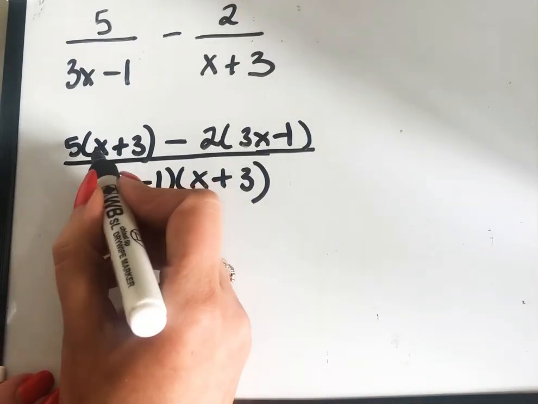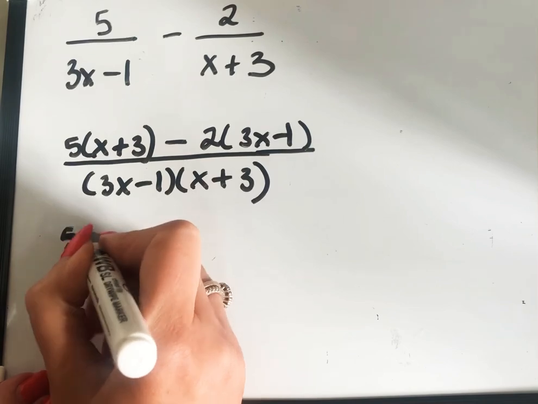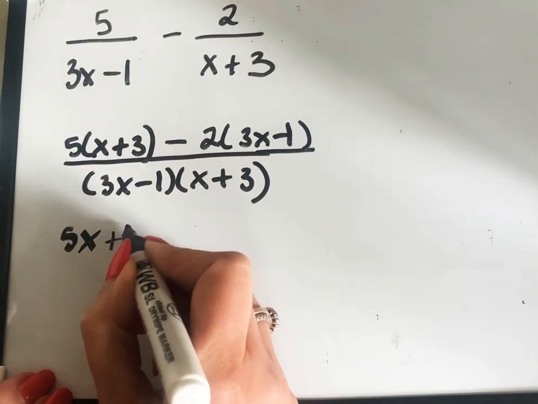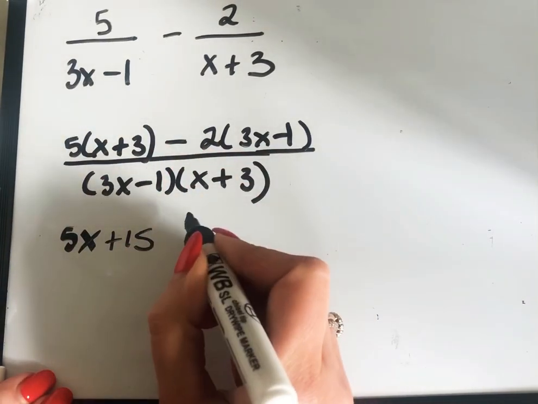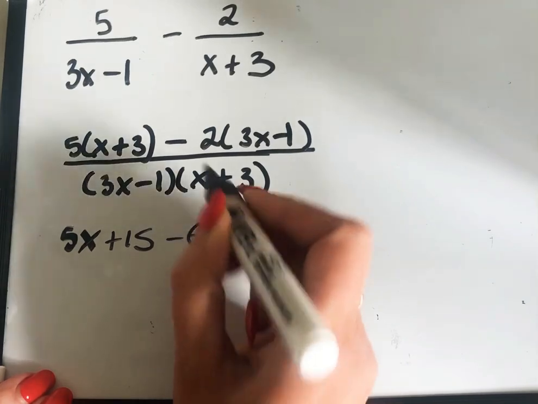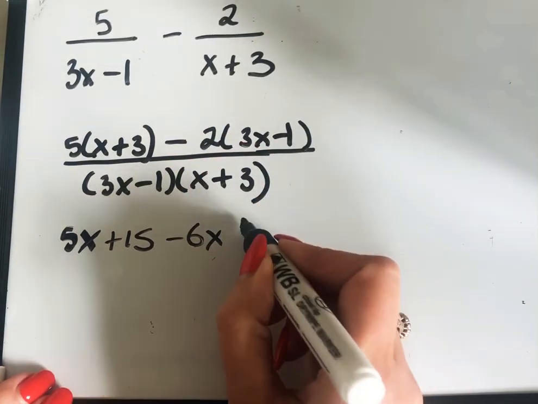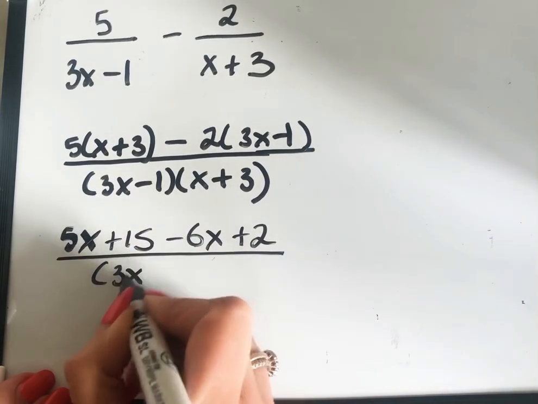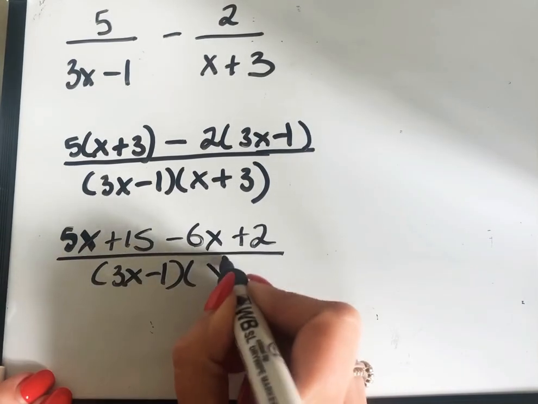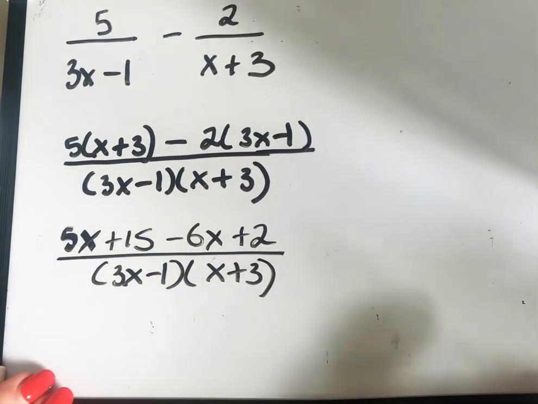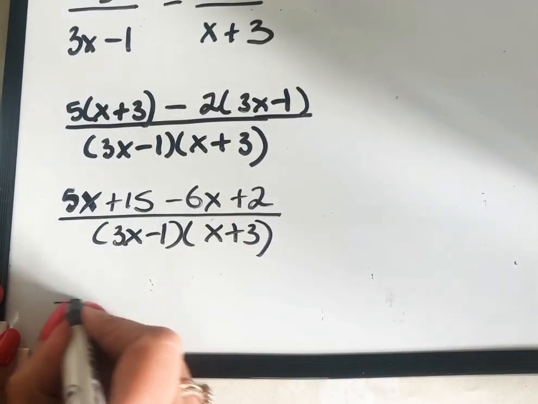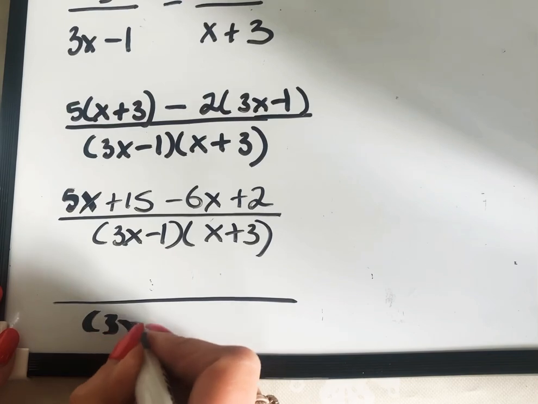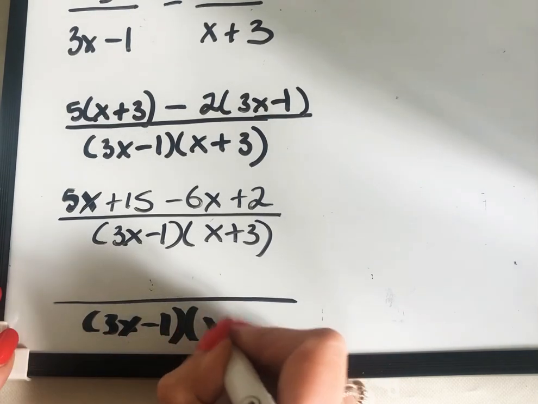So we get 5x, 5 by 3 is 15, minus 2 by 3x is minus 6x, and minus 2 by minus 1 is plus 2. And we do not multiply at the bottom. We can leave that as it is. And then we simplify it down. The bottom is perfect, do not touch that.